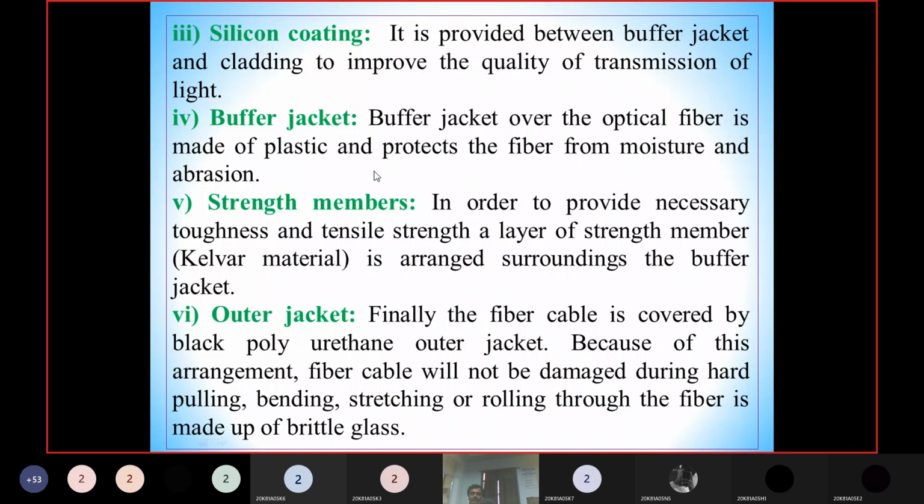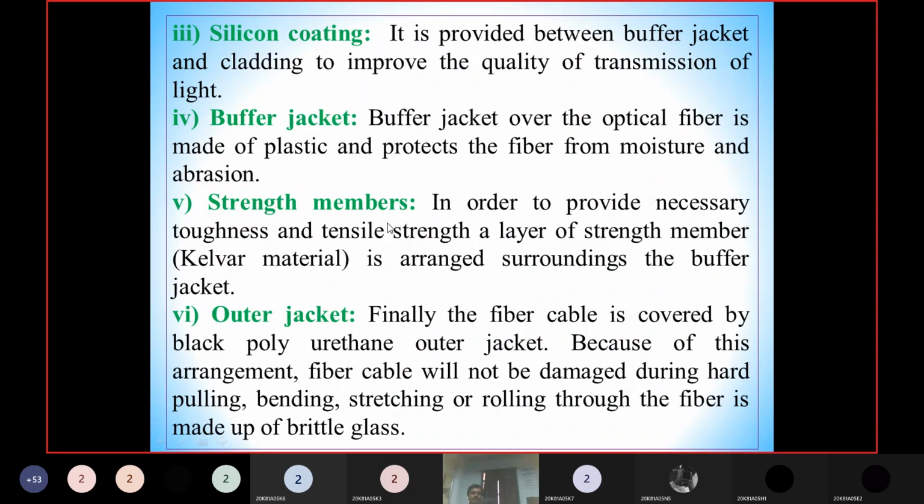Okay, we can use the buffer jacket here. The main use of the buffer jacket is to protect the core and cladding. How does it protect? This is a buffer jacket, and it is a plastic jacket material. So it is protected from moisture and abrasion.